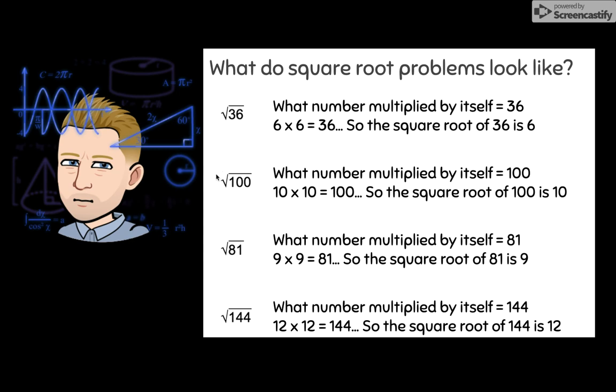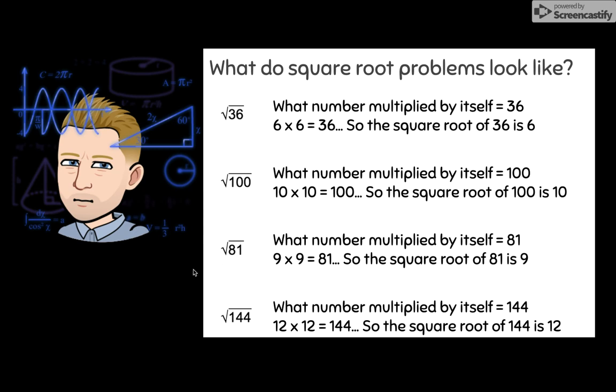Question number 2 here. We've got the radical or the square root symbol with 100 underneath it. That's asking us what number multiplied by itself equals 100. We know that 10 times 10 equals 100. So the square root of 100 is 10. Question number 3. Here's a radical with 81 underneath it. So that's asking us what number multiplied by itself equals 81. 9 times 9 equals 81. So the square root of 81 is 9.